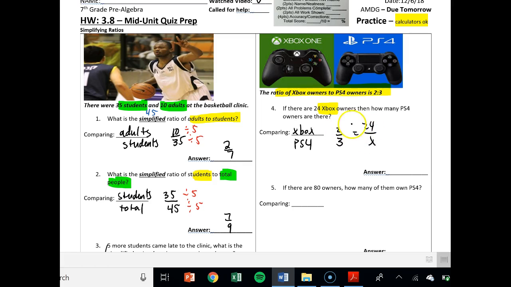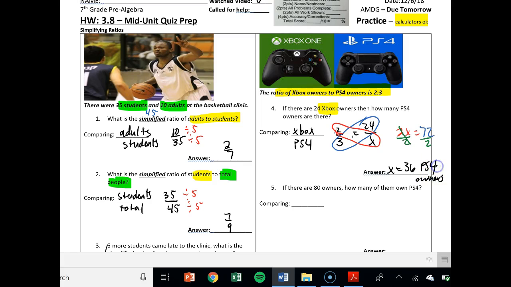Some of you may be able to see, oh, I just multiplied both by 12 here, right? Others of you may have to do this cross multiplication, right? So 2 times X and 3 times 24. 2 times X gives you 2X. 3 times 24 gives you 72. And then you solve simply by dividing both by 2. So X is equal to whatever 72 divided by 2 is, it's 36 people who would own PS4.